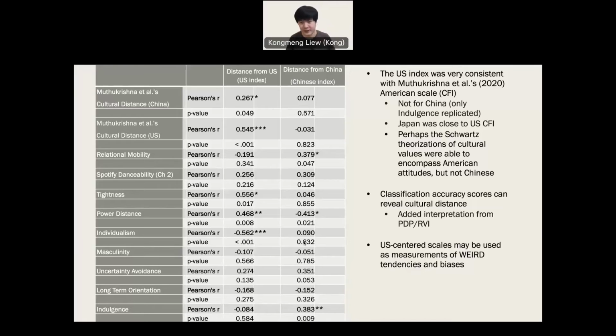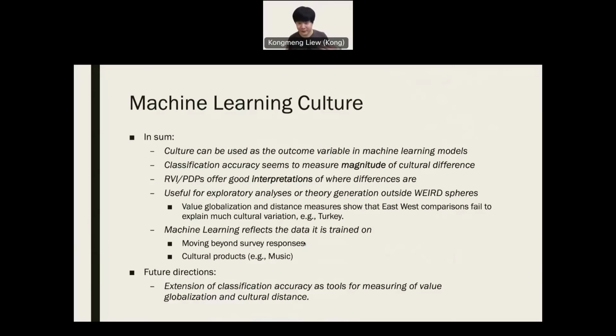But I thought it would be interesting to just share that machine learning can be used for these kinds of approaches as well. So to cover the first part of my presentation: when we put culture as the target, as the outcome variable in machine learning models, we can then, using metrics like classification accuracy, measure the magnitude of cultural differences. And using tools like RVI and PDPs, we can go into these models to understand where the differences are, like what is going on back there.